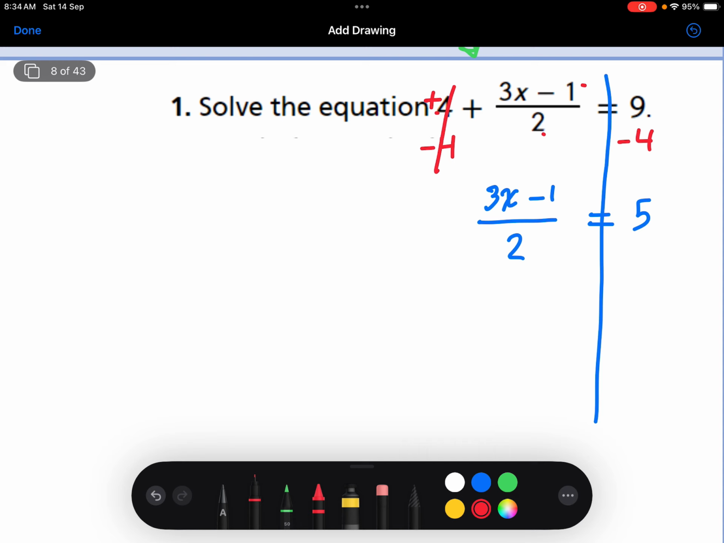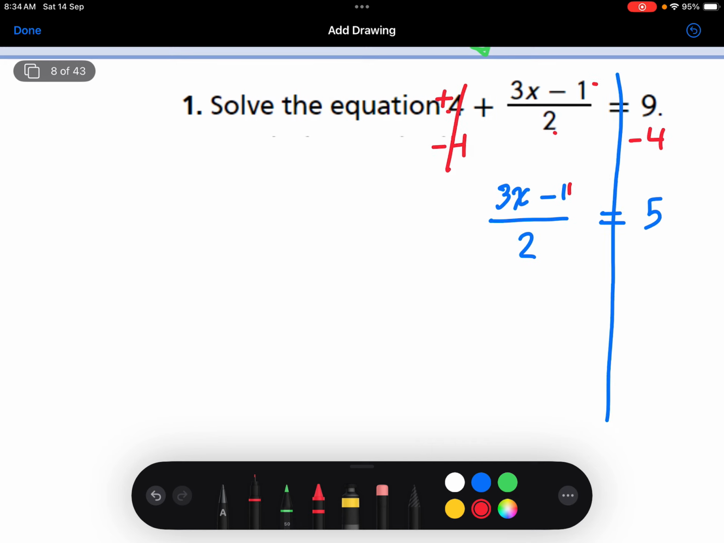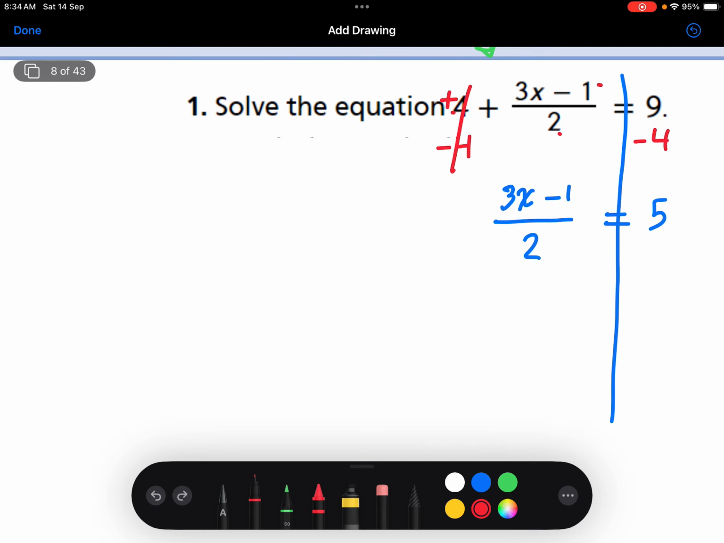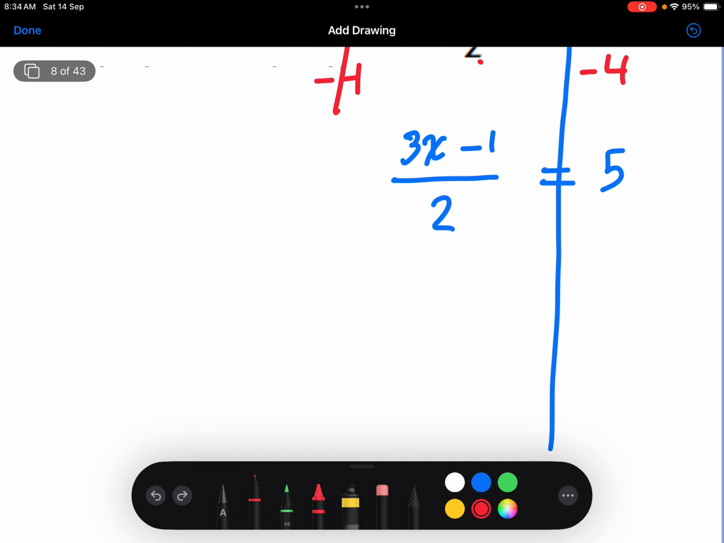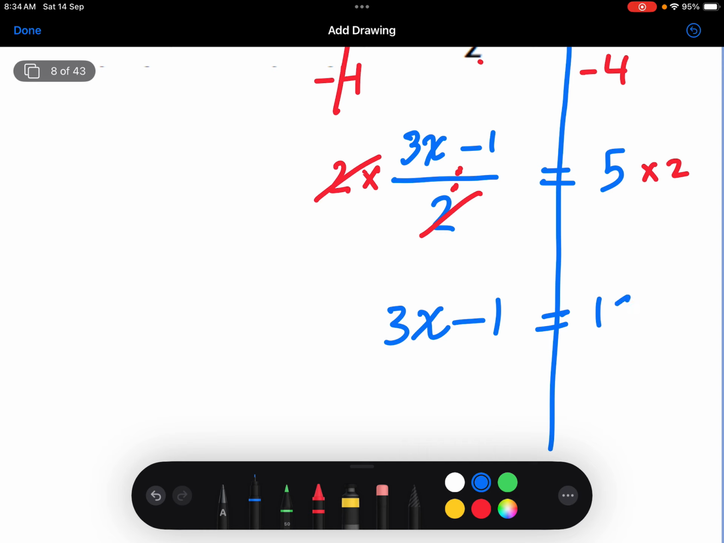Now moving forward, what should I cancel next? I have negative 1 next to the x, but I have the 2 that is for the whole term, which means that it's the last operation to be done. So I have to cancel the division here. It's a division relationship by 2, cancelled by multiplying by 2 on both sides. The 2 now is cancelled. What do I have left? I have 3x minus 1 equals 5 times 2 is 10.